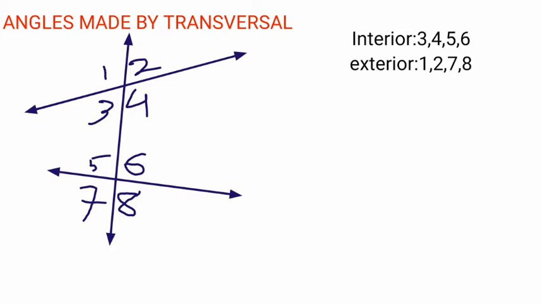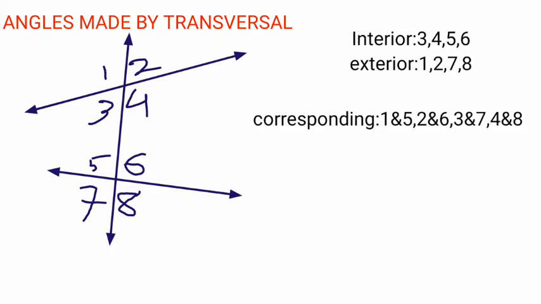Now corresponding angles. So what are corresponding angles? Look at the diagram carefully. The corresponding angle of angle 1 is angle 5, and the corresponding angle of angle 2 is angle 6. Similarly, the corresponding angle of angle 3 is angle 7, and the corresponding angle of angle 4 is angle 8.